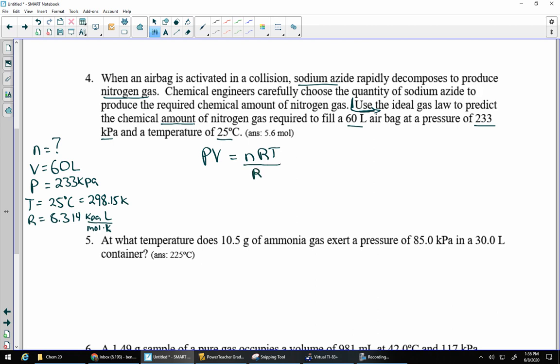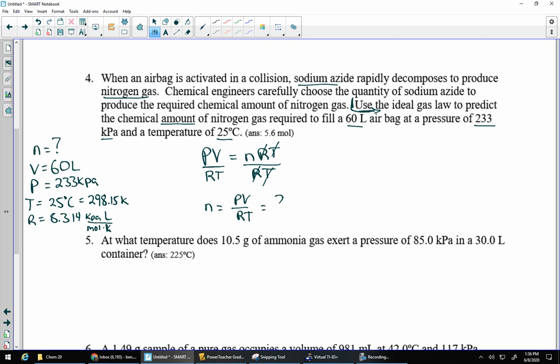Anytime I want to move something, I need to divide or work in opposites. So in this case, I'm multiplying, so I need to divide both sides. So R over R cancels, T over T cancels. So I end up with n is going to be equal to PV over RT.